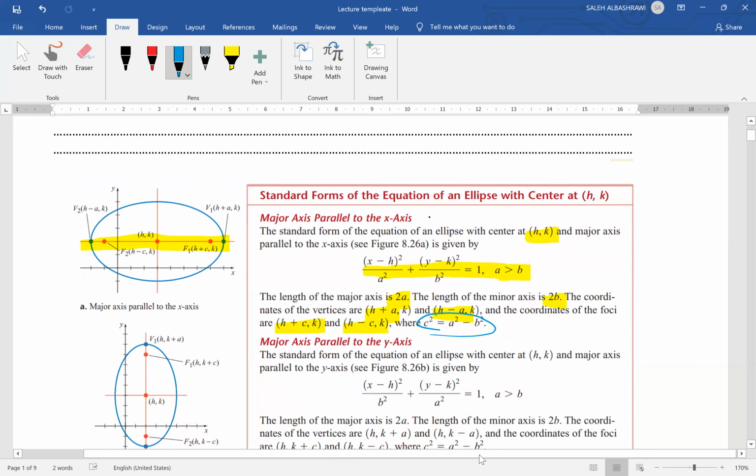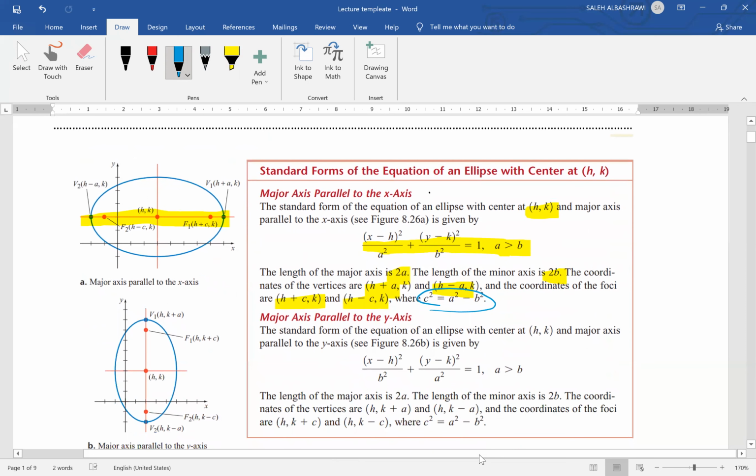The second one is if the major axis is parallel to the y-axis. In this case, we'll have (x minus h) to the power 2 divided by b square and (y minus k) to the power 2 divided by a square equal to 1, and again a is greater than b. The vertices will be (h, k plus a) and (h, k minus a). The focus points are (h, k plus c) and (h, k minus c).